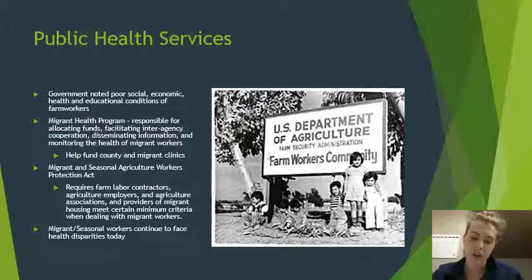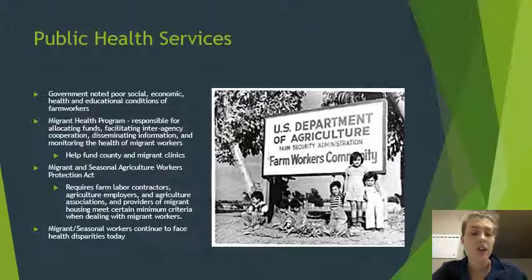So from the documentary and the work done by the other organizations, the government did start noting poor social, economic, health, and educational conditions of farm workers. And because of this, there were some programs and policies put in place to help improve the health of the agricultural worker. One such program, which is known today as the Migrant Health Program, is responsible for allocating funds, facilitating interagency cooperation, disseminating information, and monitoring the health of migrant workers.